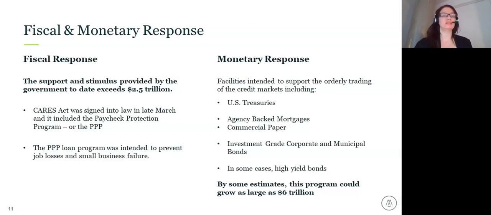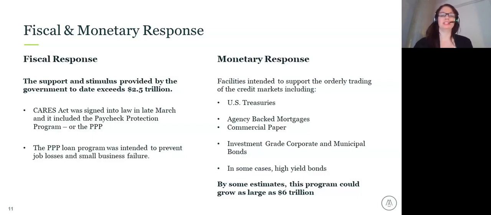In addition to this government support, we also saw an extraordinary amount of support from the federal government in terms of monetary stimulus. In contrast to the financial crisis, however, the facilities that the Fed rolled out were rolled out immediately. And so they brought really quick normal function back to the credit markets, which was different than what we saw during the financial crisis.